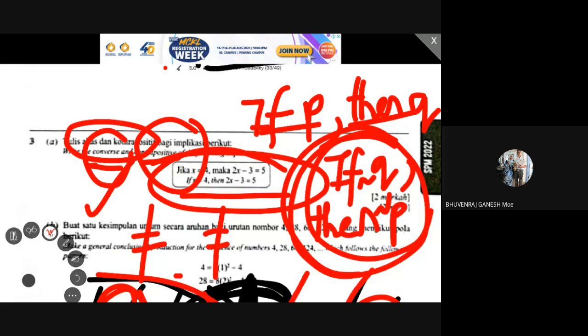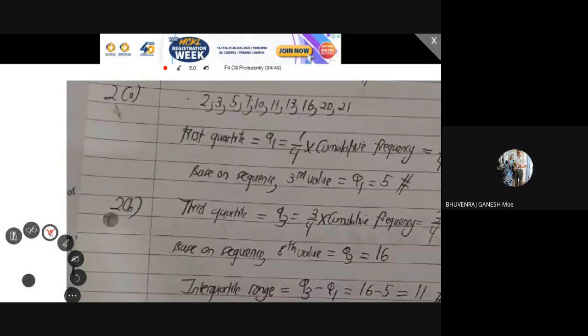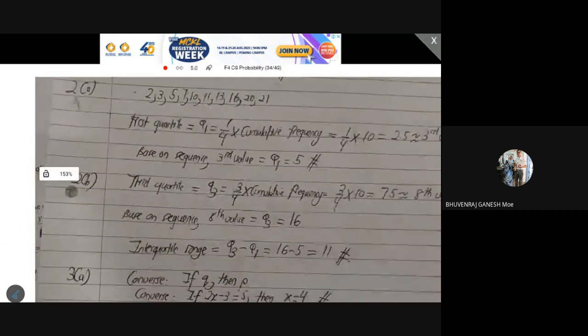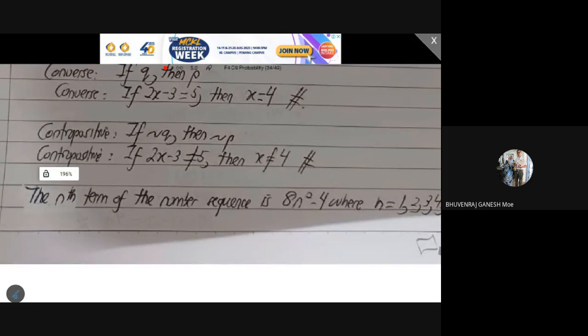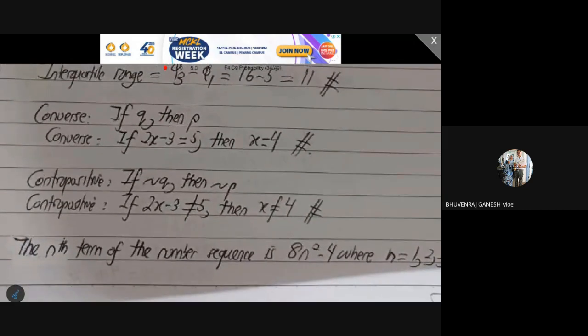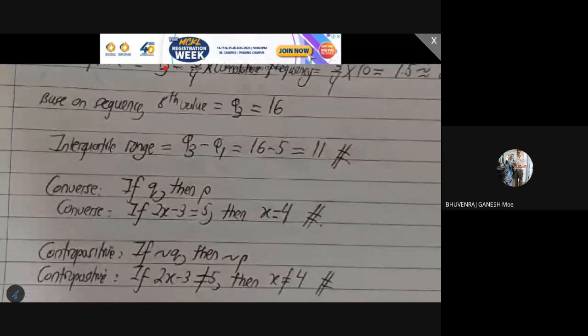So you can see the answer over here. It's over here. This is question 2, and question 3 is here. So this is how the answer looks. Okay guys, can you understand question A? How to do it? Can you understand? How did I get the answer?